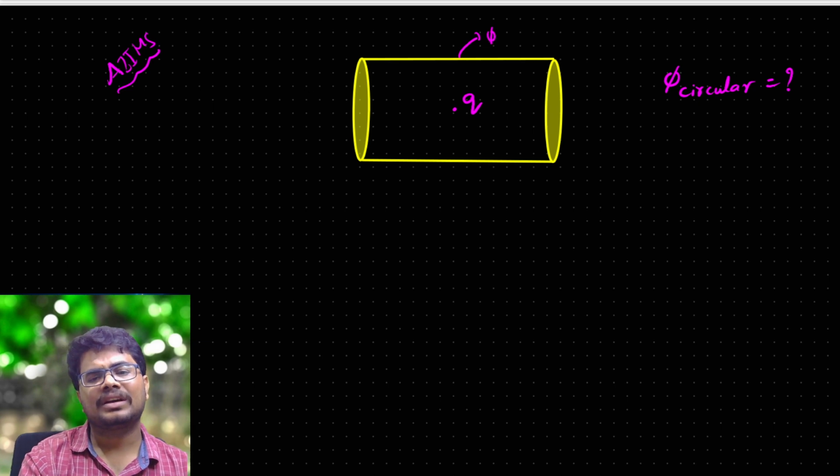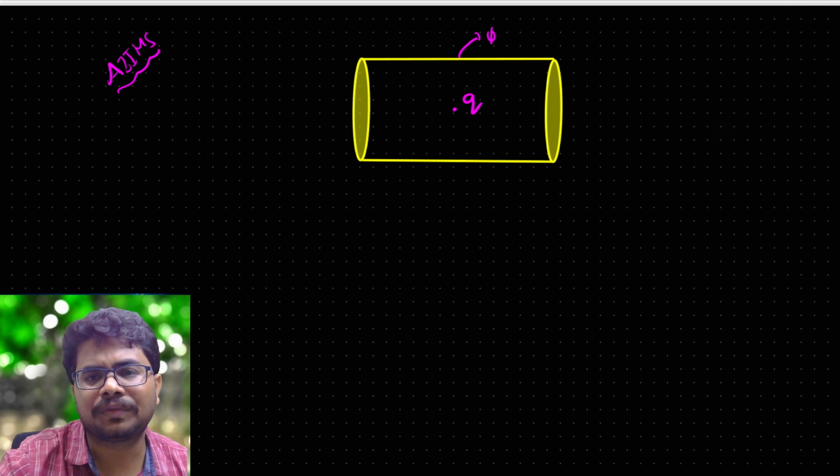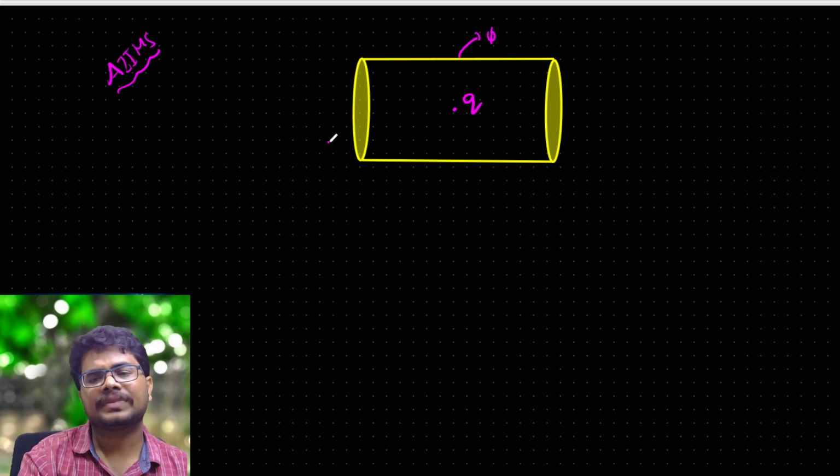The flux through the curved surface is 5. What are they asking? Here we have two flat surfaces, this is the first and this is the second, both are flat. This is the curved surface, like the side face of your water bottle. So the total flux you can write as q by epsilon naught, since the charge is inside. But the flux is due to how many faces? Three faces: flux due to this face, this face, and this face.